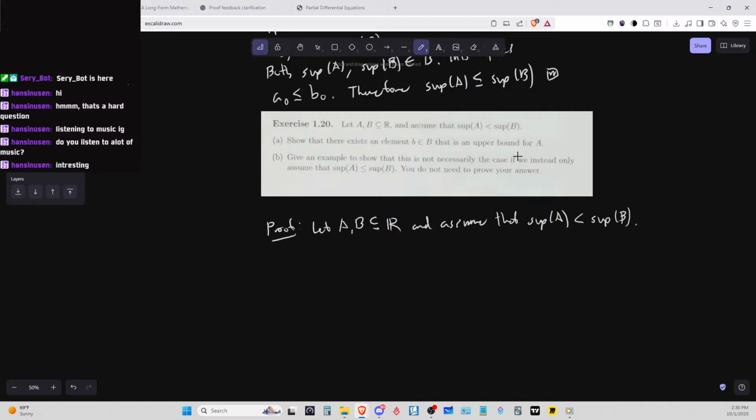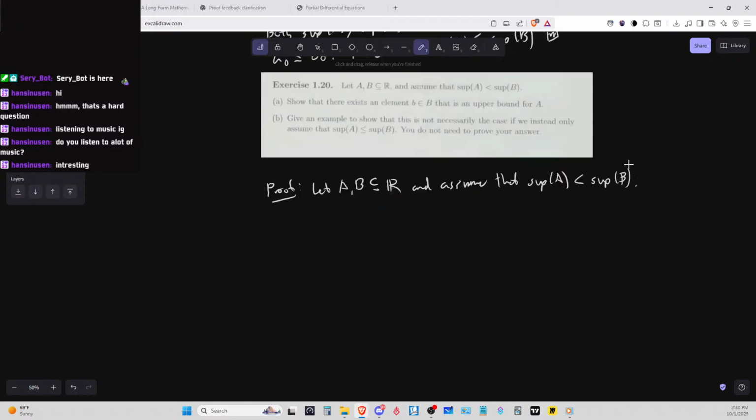So, and what does B say? Give an example to show that this is not necessarily the case if we instead only assume that the supremum of A is less than or equal to the supremum of B. You do not need to prove your answer. So I'm guessing once we do this, we probably have to see why this case occurs.